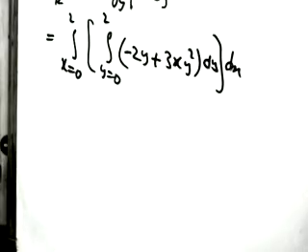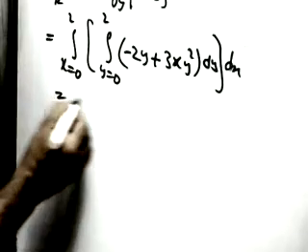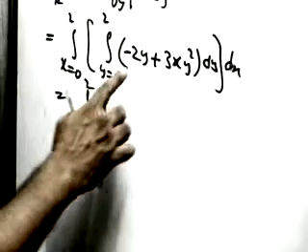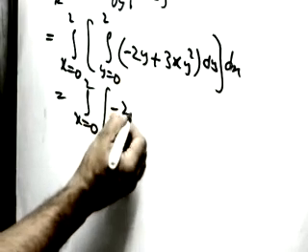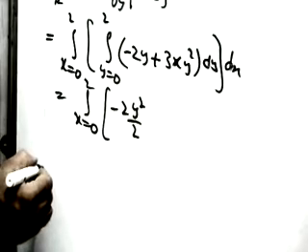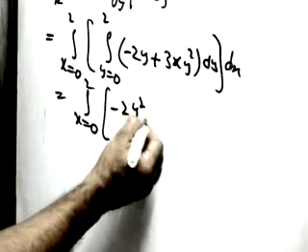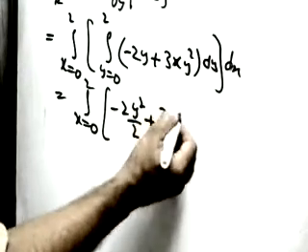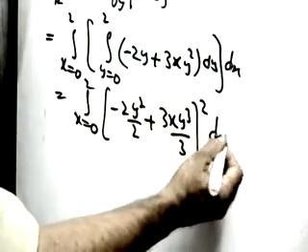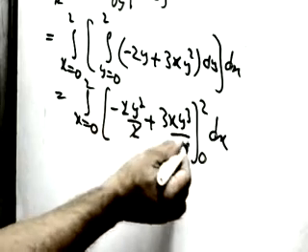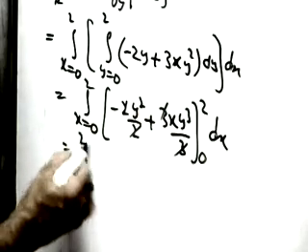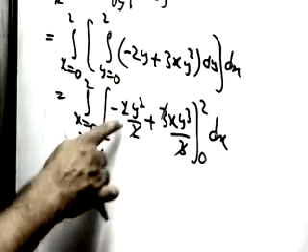Now let me solve this one. First we have to solve with respect to y. So write this as it is, integration x equals 0 to 2. Now if we integrate with respect to y: minus 2, integration of y will be y square by 2, plus 3x, integration of y square will be y cube by 3. So we have to substitute 0 to 2 dx. This 2 will get cancelled, 3 will get cancelled.